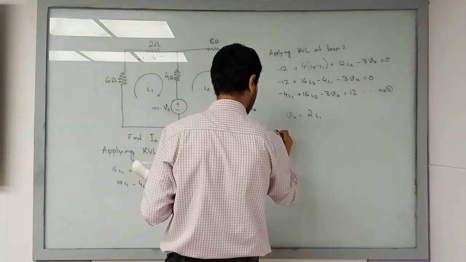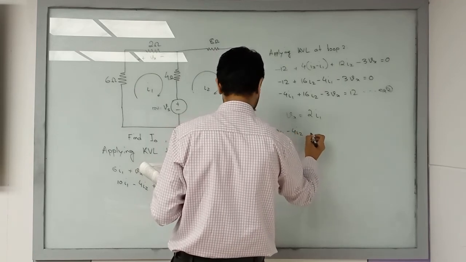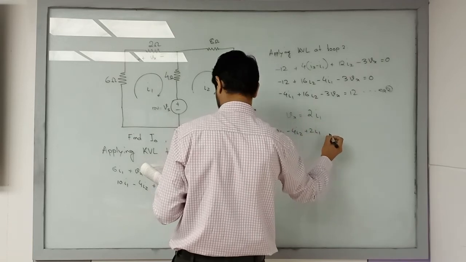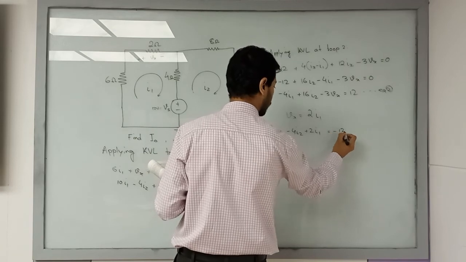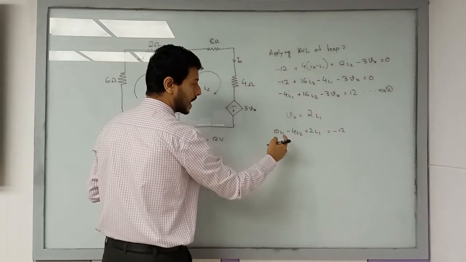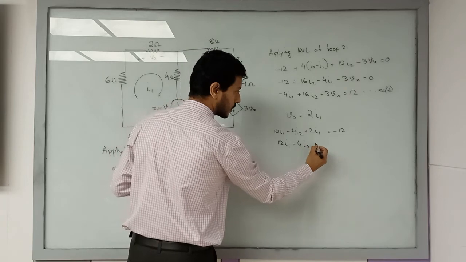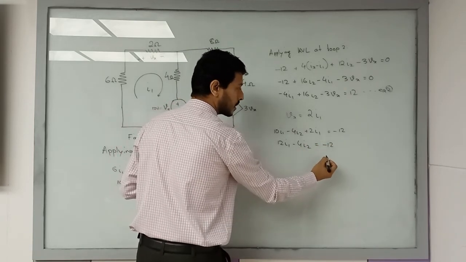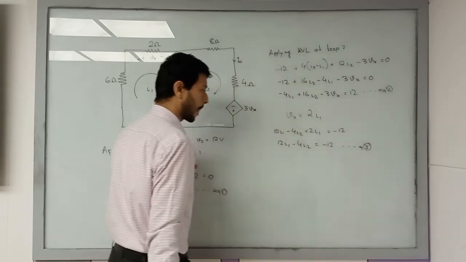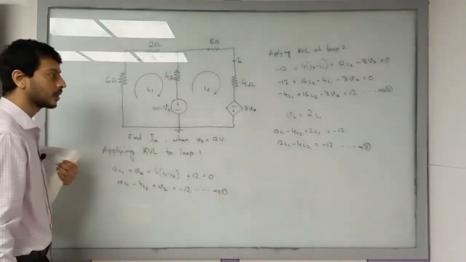So if I put it in the first one, 10 I1 minus 4 I2 plus 2 I1 is equal to minus 12. So this is the equation you get from the first one. So add them up, it becomes 12 I1 minus 4 I2 is equal to minus 12. So this is your third equation. So this is the simplified equation from equation 1, okay?